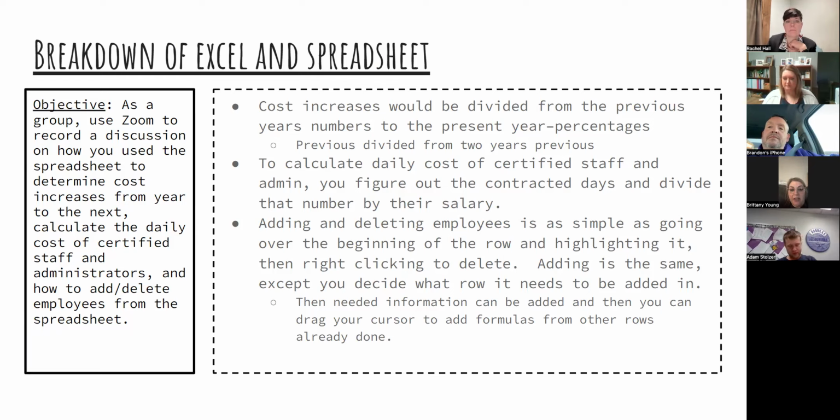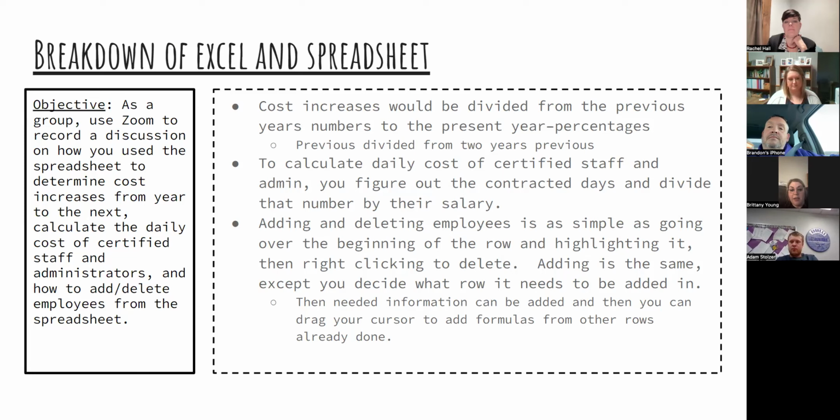To calculate daily cost of certified staff and admin, you figure out the contracted days and divide their salary by that number. Adding and deleting employees is pretty simple. All you have to do is go to the row that you want to delete, right click, and then go down to delete row. Adding is kind of the same. You go to the row and decide to add, and it'll ask you if you want to add below or above, and then you add that information.